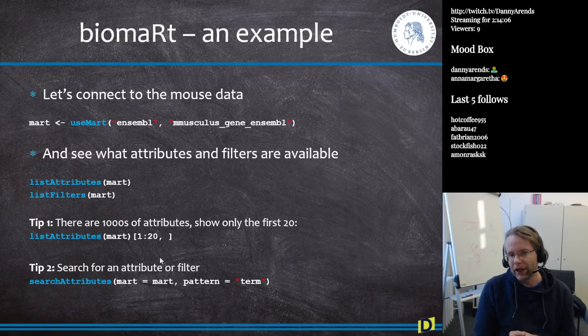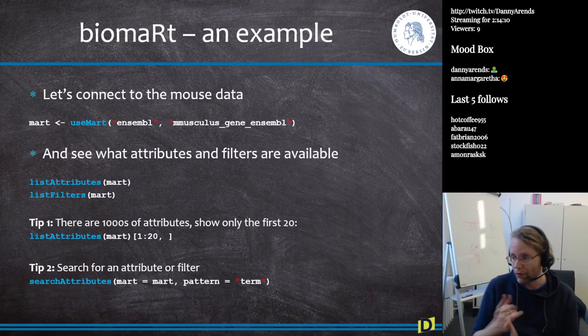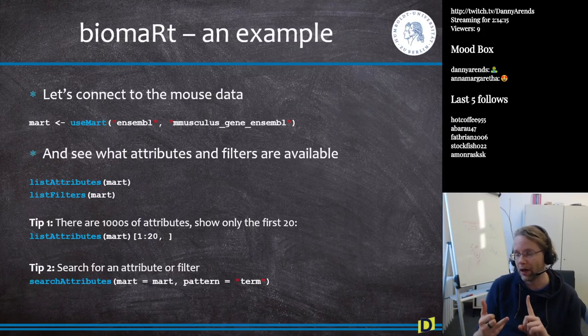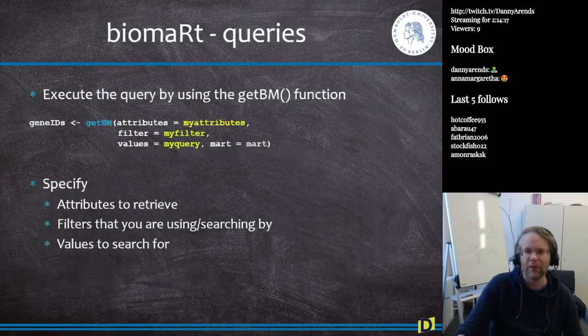So back to the example, right? Because we want to know something about mice. We want to know something about chromosome 3. We want to know about the genes which are located between 10 megabases and 15 megabases. Which was it?